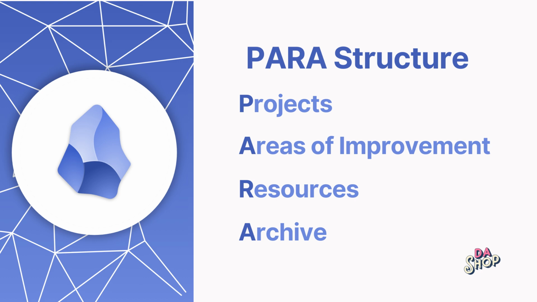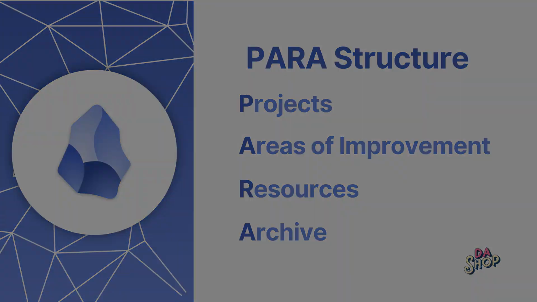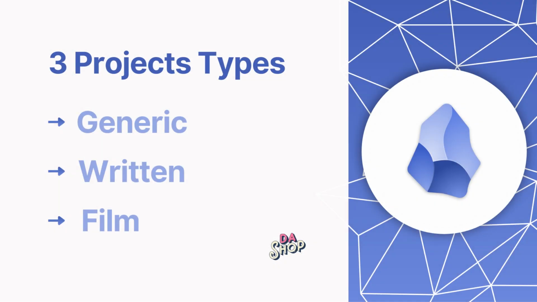Now let's see how this PARA magic works in our vault. We're going to look at 3 different types of projects: generic, written, and film. Think of it like this. Generic could be launching a new product. Written might be that novel you've been dreaming about, and film? Well, that could be your next YouTube hit, or even a short film. Exciting stuff, right? Let's jump in and see how this vault can make your life easier.